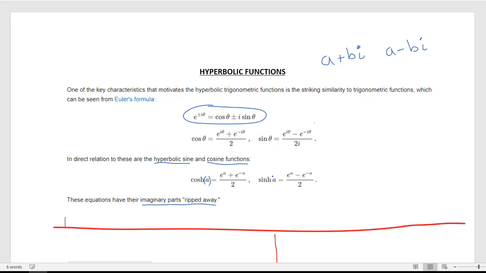And then hyperbolic sine can be thought of as e to the a minus e to the negative a, over 2. Notice the similarities in these definitions. Hyperbolic sine has a negative, hyperbolic cosine has a positive. So this is one way to think about the definition of hyperbolic cosine and hyperbolic sine. In a calculus course, these are the definitions we write down.